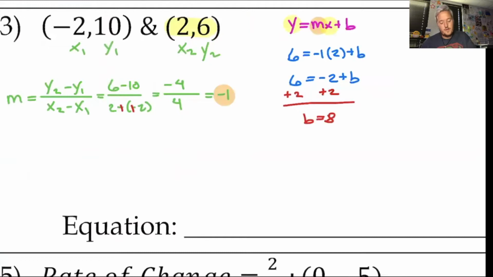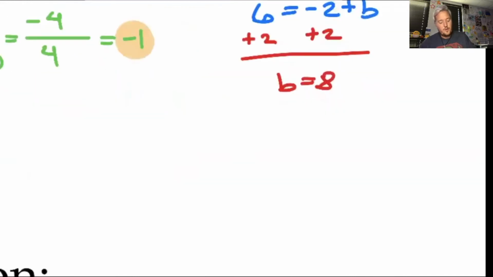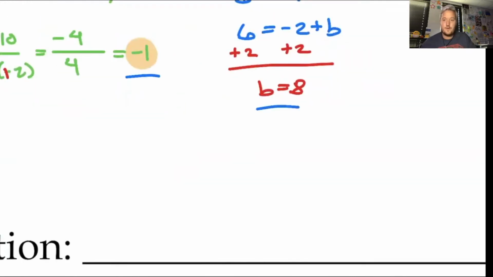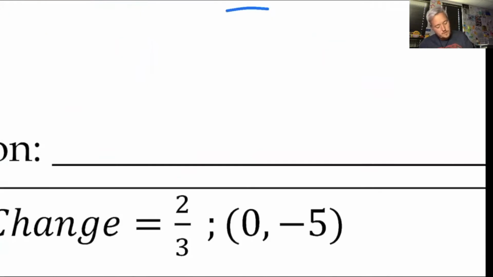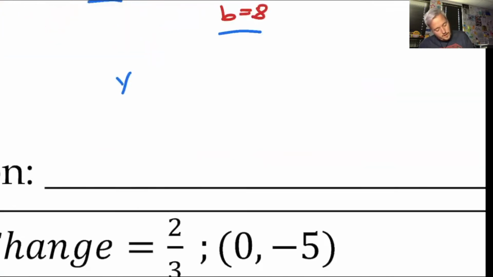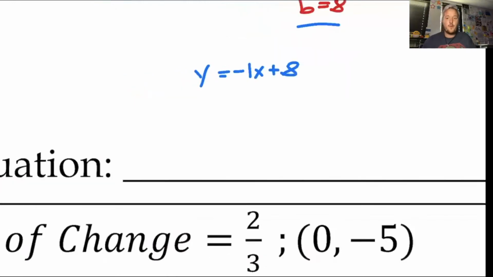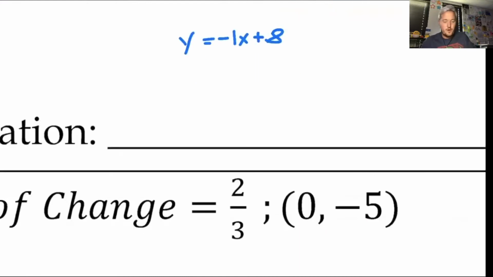So now I'm going to take both my slope and my b value, and I'm going to write them together. So I'm going to have y equals -1x plus 8. Now, whenever you're writing your equation and your slope is, say, 1, for example, you don't actually have to write the 1. So your equation here is just y equals -x plus 8.